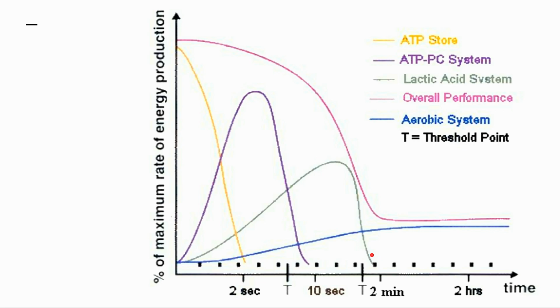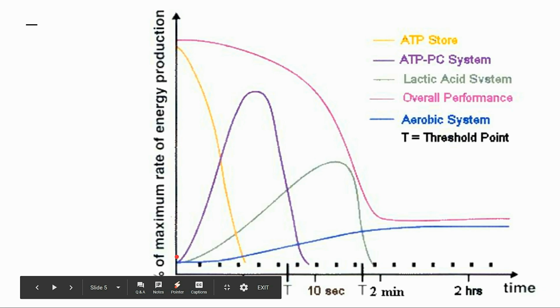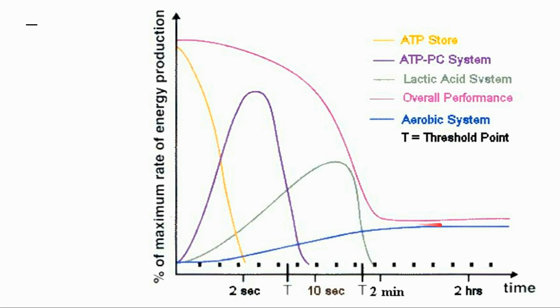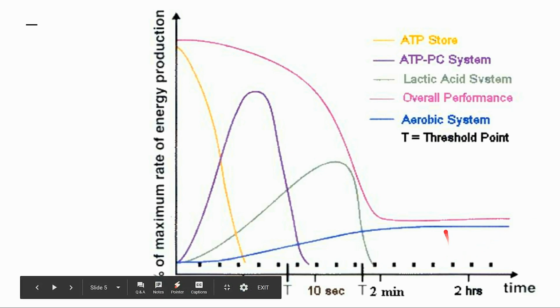The short-term energy stores are going to run out, and we're going to be left just relying on our final system, the aerobic energy system. Now, this system can supply energy for a long, long duration of time, basically indefinitely off in this direction, but the amount of energy it can produce is only a fraction of what the others can produce in a short period of time.